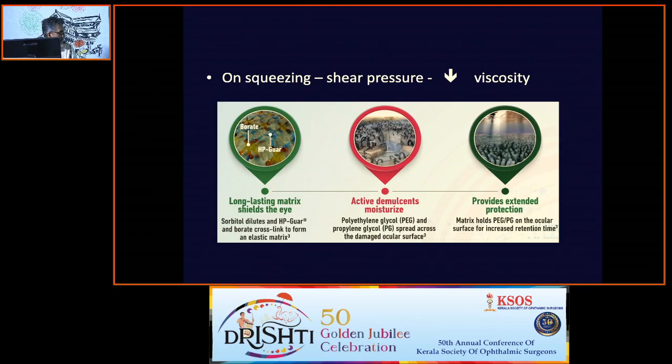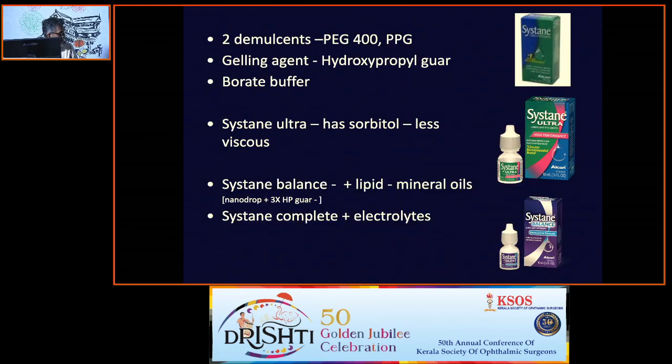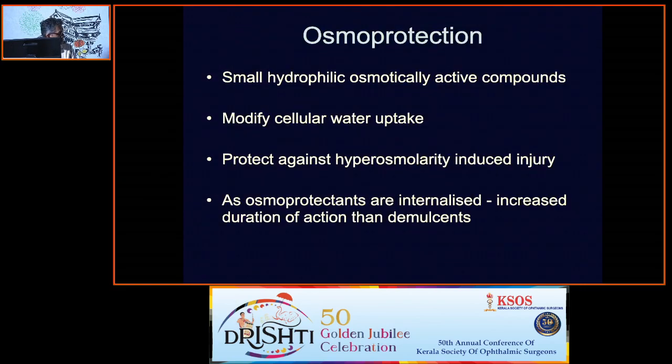So certain products like Systane, I don't have any commercial interest, but I just want you to know that these bind to HP-guar, which binds to hydrophobic sites, and there are active demulcents on the surface. HP-guar keeps all together, and it provides extended protection. So even among the so-called Systane, there are multiple things available. So much more confusing. And in Systane Balance, you have, along with that, lipids also present. In Systane Complete, you have electrolytes also.